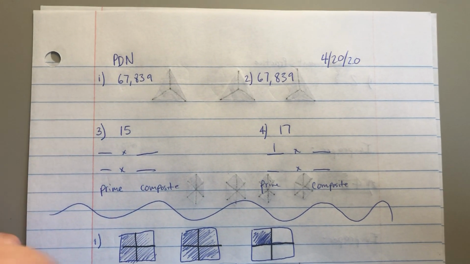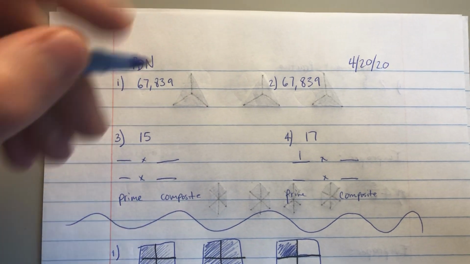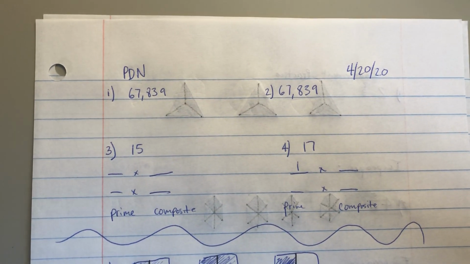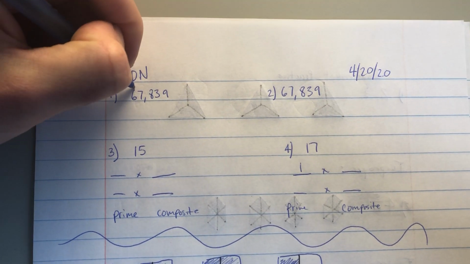Hey, we're going to go over the PDN today. All four questions. The first one, number one, asks us to round 67,839 to the nearest 10,000.